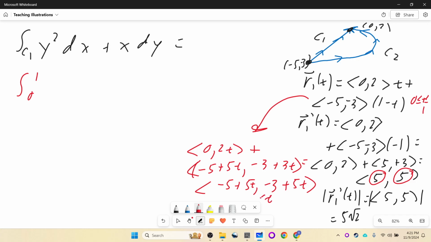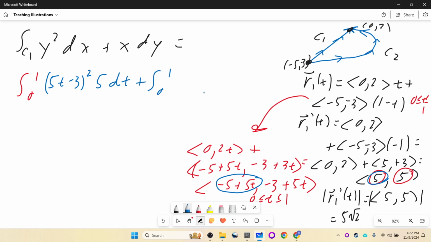Our t goes from 0 to 1. Okay, so we'll replace the y with negative 3 plus 5t, or 5t minus 3 squared. Then dx is this 5 over here, the derivative of this, which is 5. 5 dt, plus the integral from 0 to 1 of x, where x would be negative 5 plus 5t, so 5t minus 5. No square on this one. And then dy is also 5, times 5 dt.